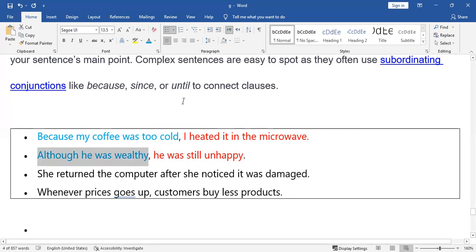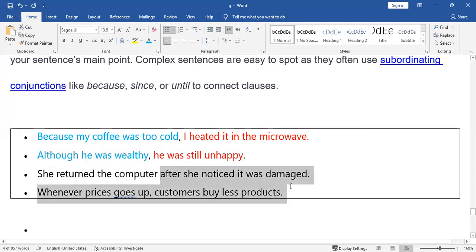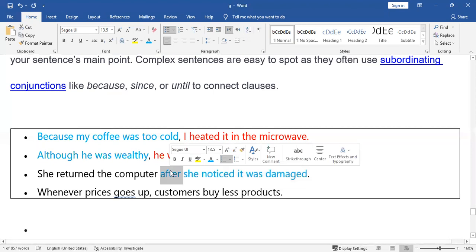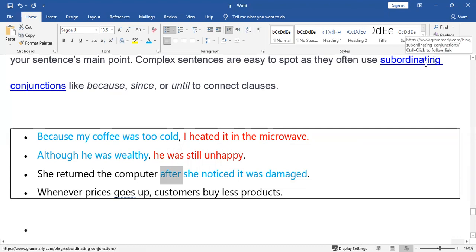Although she returned the computer after she noticed it was damaged. يبقى after she noticed it was damaged, this is the dependent clause or the subordinate clause. ليه؟ لأن فيها subordinating conjunction. اللي بالك subordinating لما استخدمها كفاعل او كpresent participle، لكن لو استخدمتها كصفه subordinate بس subordinate. اوكي. يبقى لان فيها after فانا قلت ان ديت dependent. لكن independent clause اللي هي she returned the computer.